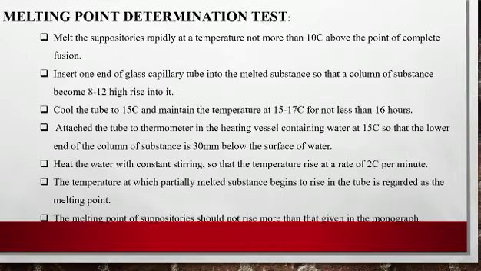When the temperature reaches a certain point, the substance partially melts and begins to rise in the tube, and that is recorded as the melting temperature of that suppository. There will be a certain melting point range in the monograph. It should not exceed the limit from the monograph.